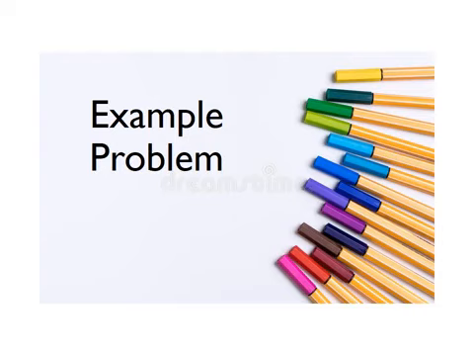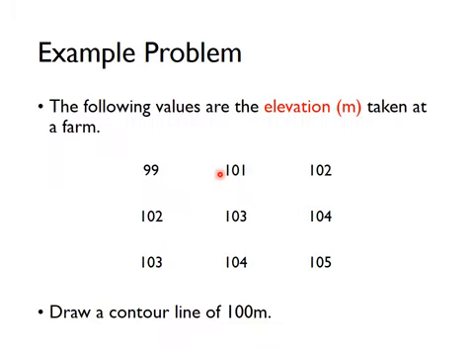So now we can see an example problem on how to draw a contour line. So this is the problem. These points are all elevation points. 99 meter, 101 meter, 103 meter are elevations at different locations. So these may be A, B, C, D, E, like that. These may be different points, and at those points we have taken elevations with the help of a dumpy level or any leveling equipment. This is 99 meter, 102, 101 meter, 102 meter here. Likewise, we have taken the elevations.